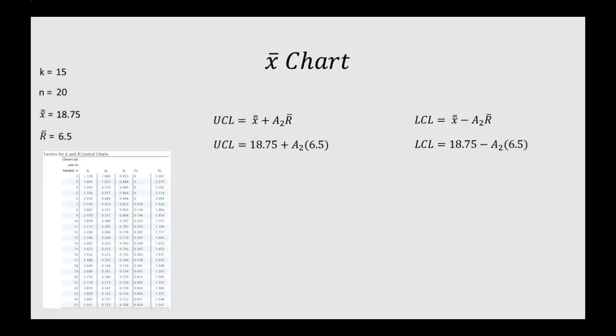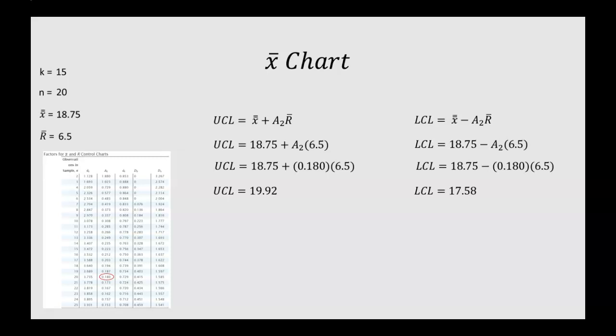We have our A2 column and we have a bunch of numbers. How do we know which one to choose? That's based off of your sample size. This is where knowing the difference between K and N is really important. Our N was 20, so we're going to use the A2 of 0.180. So we plug that into our upper and lower control limits. We do the math, and we see that our upper control limit is 19.92, and our lower control limit is 17.58.